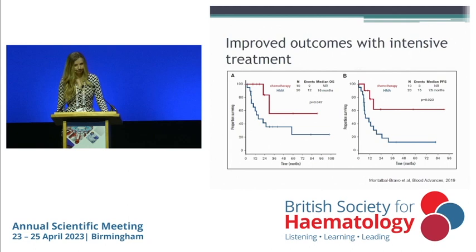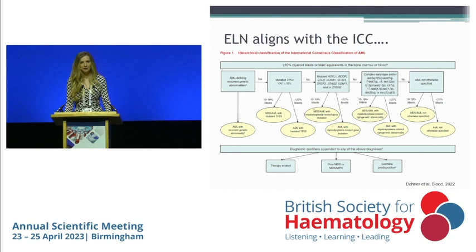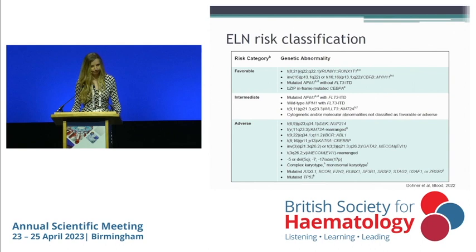Another complication, which we have discussed a lot nationally, is that the ELN aligns completely with the ICC. So we all know that the ELN provides recommendations for diagnosis, prognostication, and management of AML patients. And they 100% use the ICC classification, both for diagnosis and for risk stratification, meaning that if you did diagnose by the WHO, you would then get conflicting information if you applied the ELN advice with regards to prognosis and management. And that applies with risk classification as well.